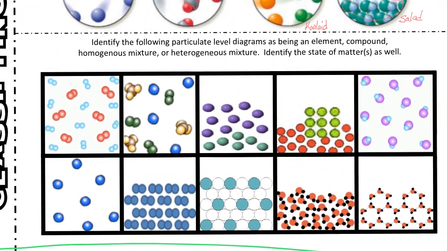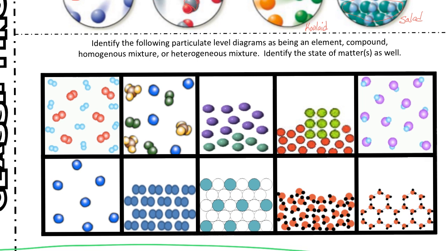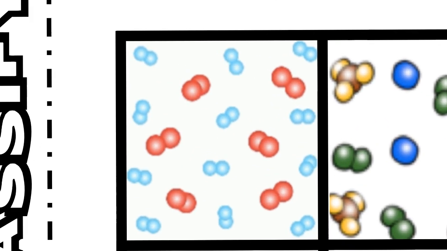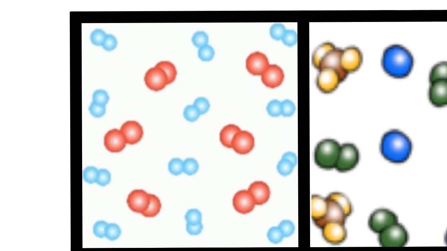And here's the last part, and I'm going to work through each one of these. It says identify the following particulate level diagrams as being elements, compounds, homogeneous mixtures, or heterogeneous mixtures, and then identify the state of matter as well. So I'm going to zoom in on each one and talk through it.